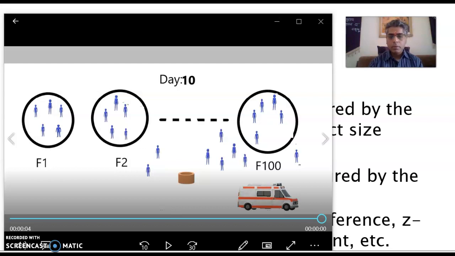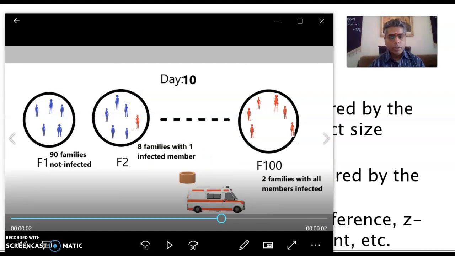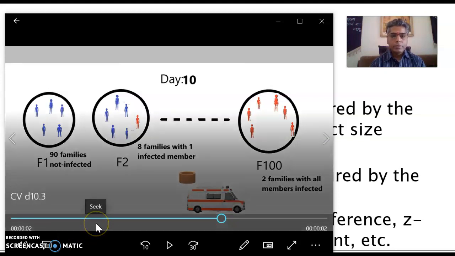The medical team, which came in the ambulance, visits the households, and they want to know the level of infection. So the team goes out in the village with the testing kits and they randomly test 100 families and record the results. And the results show that out of the 100 families, 90 families are not infected, 8 families have one infected member, and 2 families have all members infected.